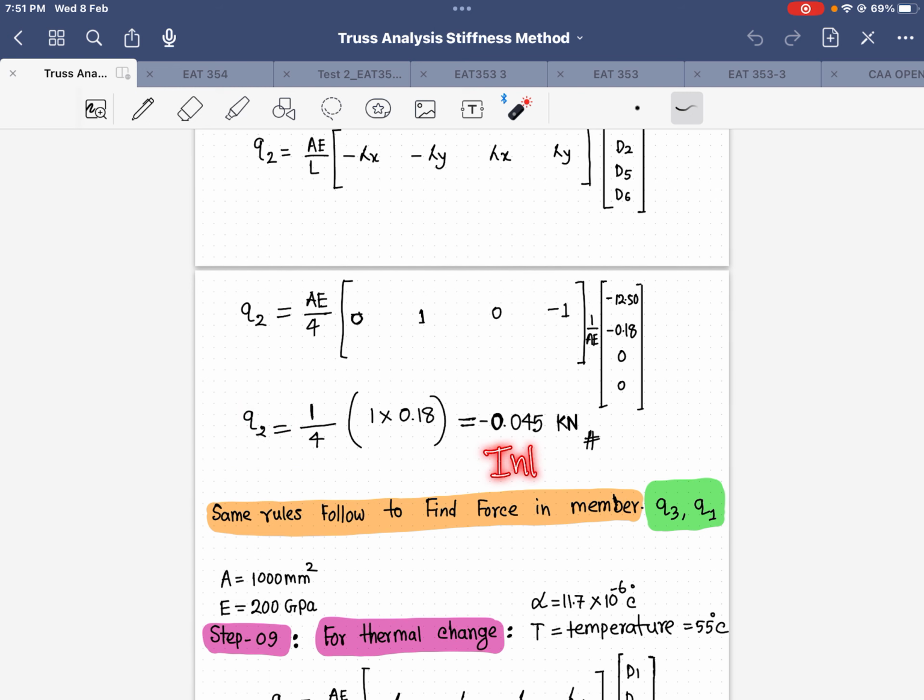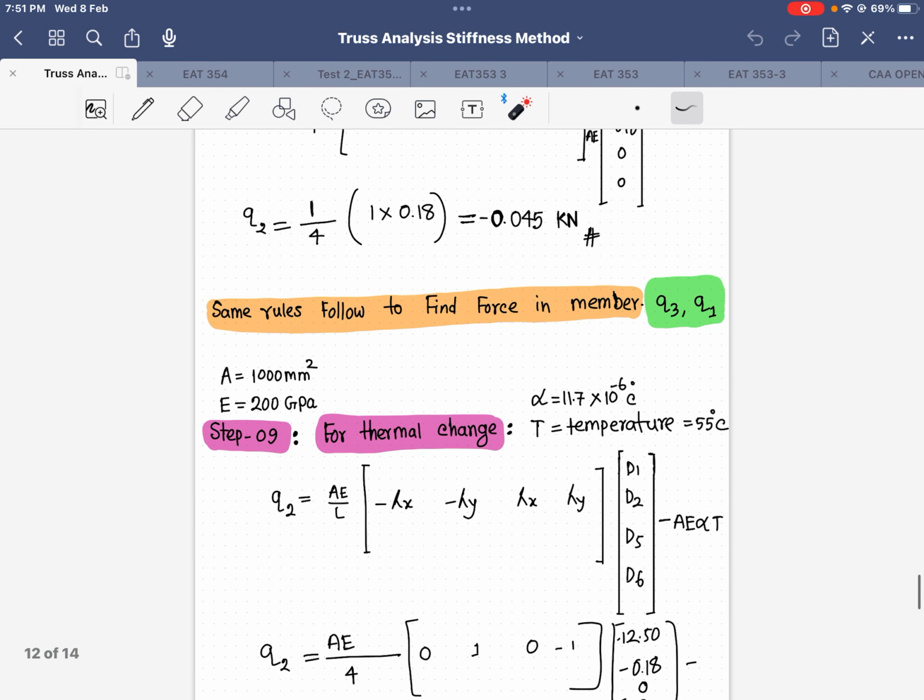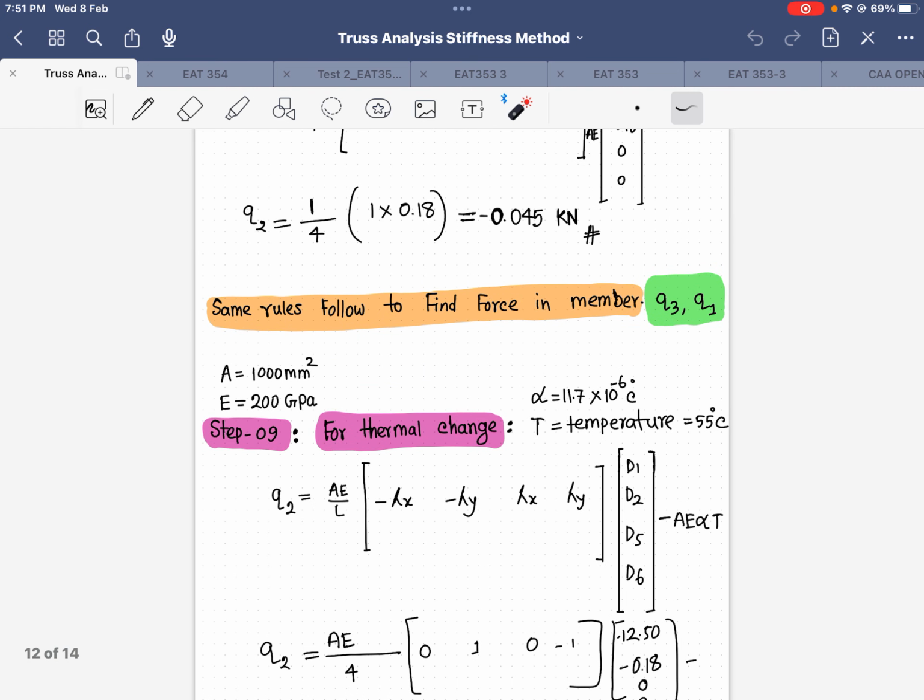Okay, so by using this formula we can get the internal force for every member, not only for member 1. We can get it for member 2 and member 3 as well, no problem. In the same way, if we follow it for member 3 and member 1, we can get the internal force.